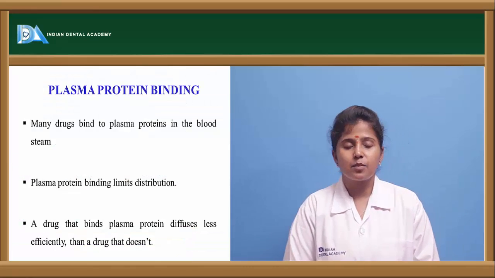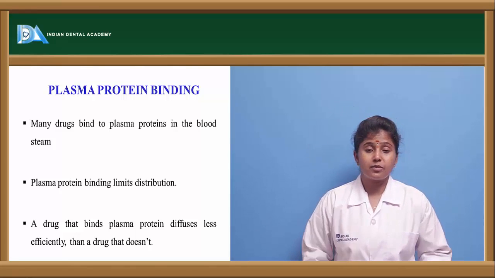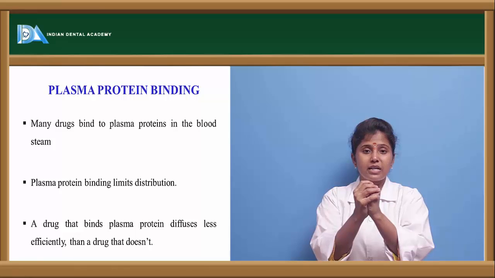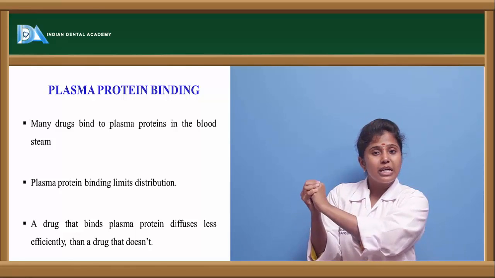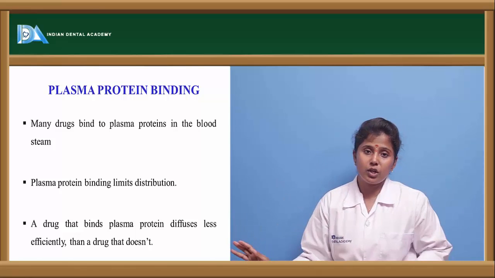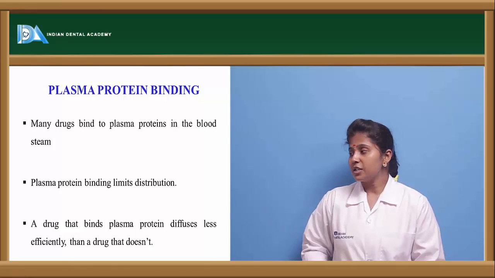The other one is plasma protein binding. The drug should have higher affinity towards the plasma protein. The drug will bind to plasma proteins, and these plasma proteins carry the drug molecule to its destination and leave the drug molecule there. If the drug has high plasma protein binding, then it is distributed more.